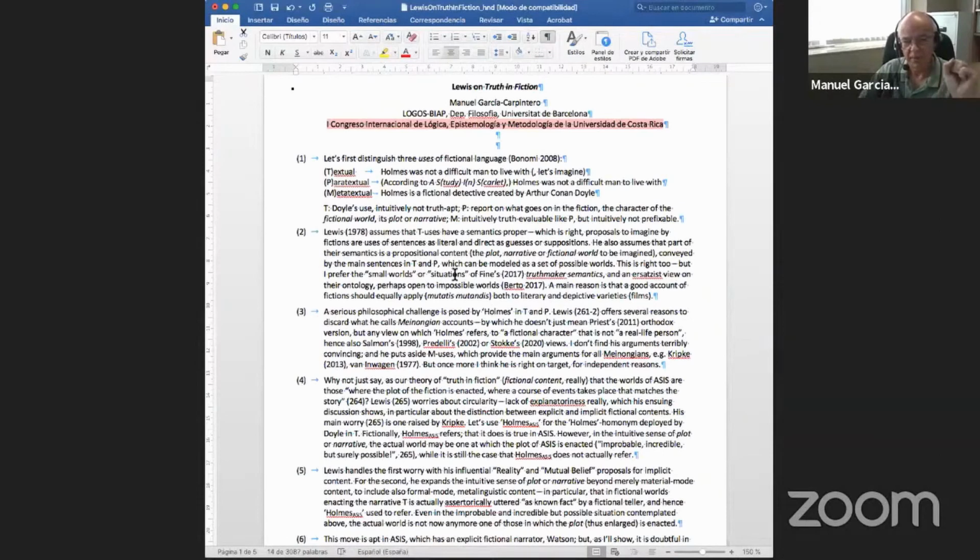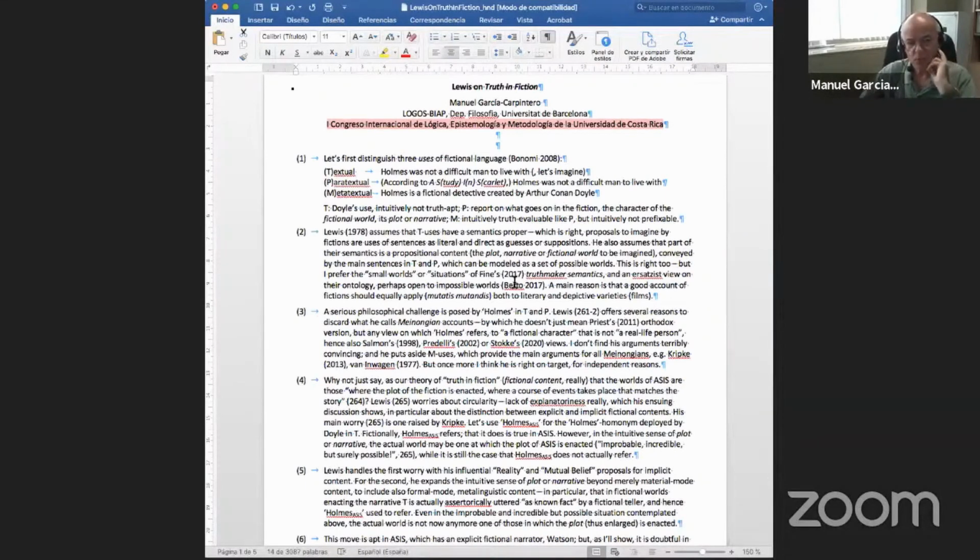Then there is what I call paratextual discourse, P, with or without this introductory part, this operator. What is characteristic of it is that it's the sort of use of language that we employ to report on what goes on in the fiction, the character of the relevant fictional world, the plot or narrative. And this is, unlike the previous one, intuitively truth apt. In this case, we would intuitively classify this as true, but if we take away the negation, we will classify it as false.